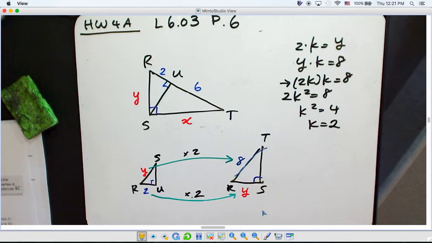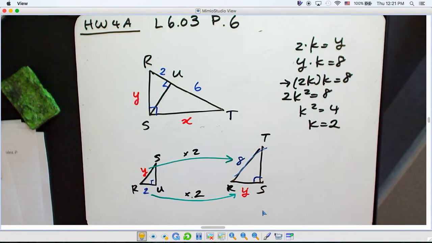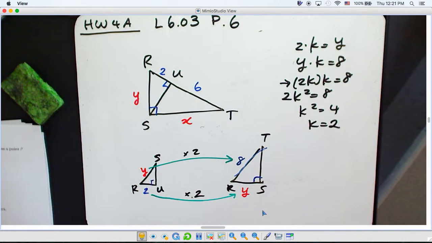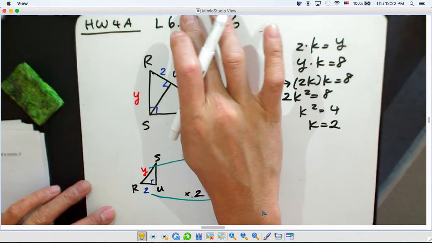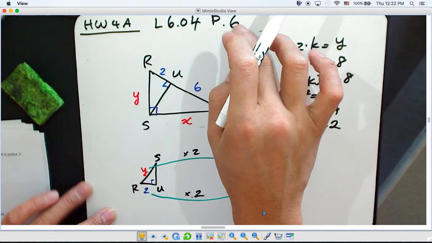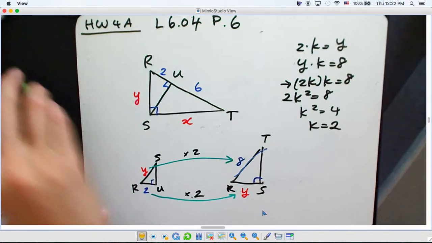Okay. Moving on to page 6 on lesson 6.4, problem number 6.